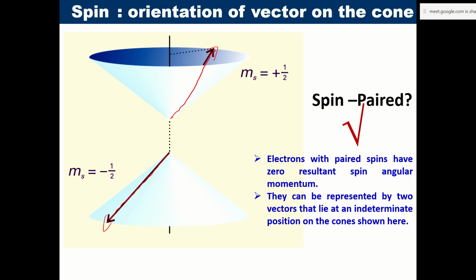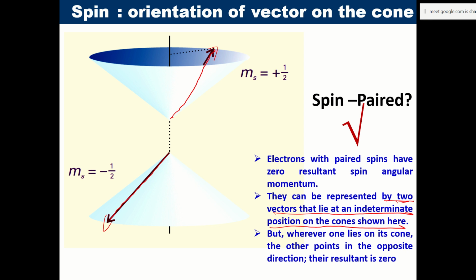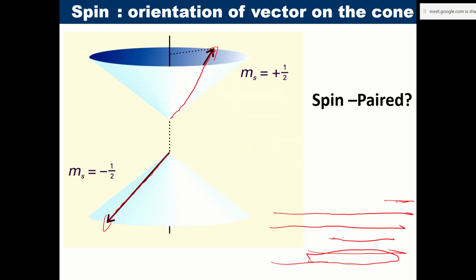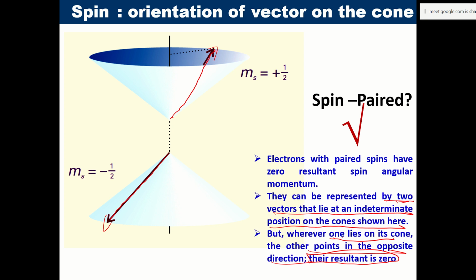So two vectors. So you have to think of in this manner by two vectors that lie at indeterminate position on the cone shown here. But as if one of them is shown to be in some direction, the other one must point opposite to it, such that the resultant is 0. ठीक है, तो ये वाला सही रिप्रेजेंटेशन है. पहले वाला जो आपने देखा ये गलत था, ये स्पिन पेयर्ड सिस्टम के लिए नहीं है. दिस वन इज ट्रू फॉर द स्पिन पेयर्ड सिस्टम.